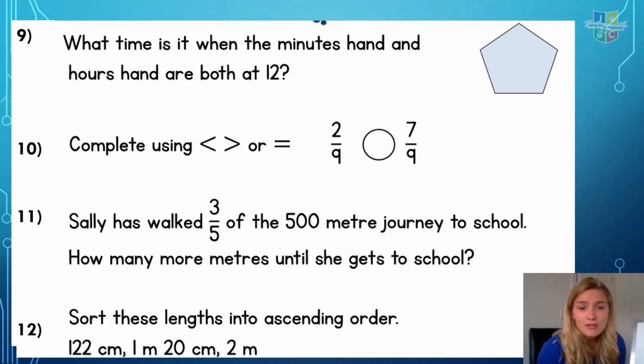And finally, number 12, you've got to sort these lengths in ascending order, meaning starting from the smallest and getting bigger because it's going up. So you might need to convert all of these into centimetres first to see which is going to be the smallest. Once you've done that, see how you get on, and then we'll press play and see if you've got them correct.